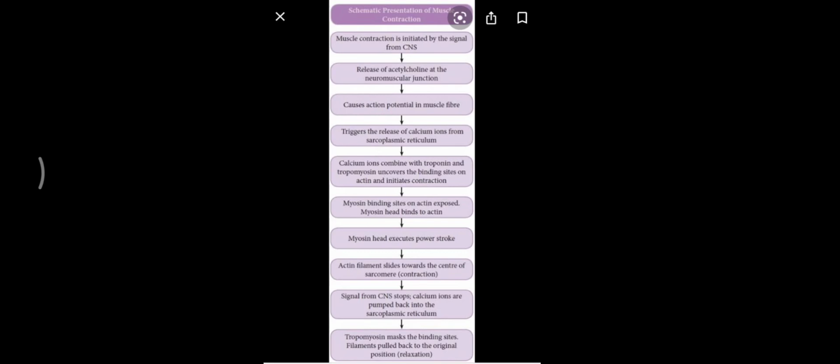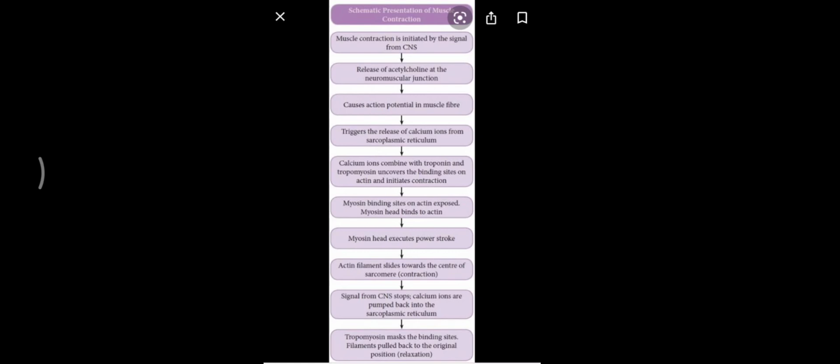So, muscle contraction is based on the sliding filament theory. This theory says that the mechanism of muscle contraction takes place by sliding of actin filaments, which are the thin filaments, on the thick filaments, that is the myosin filaments. When the thin actin filaments slide on the thick filaments, it results in the contraction of the muscle. That is why the theory is named the sliding filament theory.